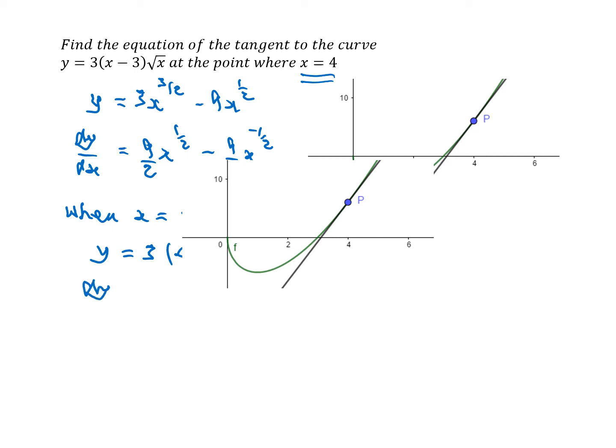And when x equals 4, dy dx is 9 over 2 times 4 to the half, minus 9 over 2 times 4 to the minus a half, which equals 27 over 4.